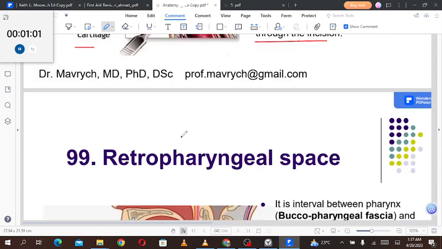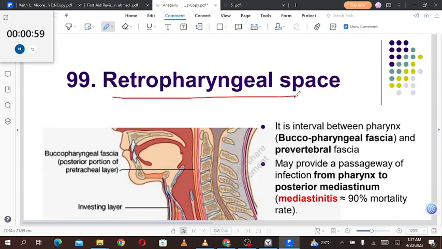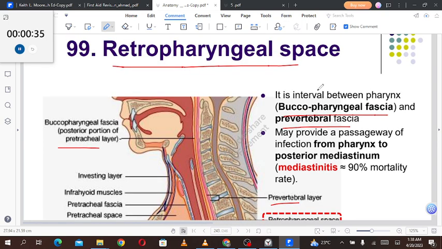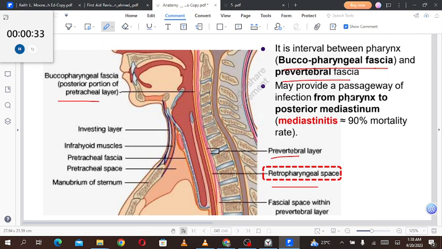Point number 99 is about the retropharyngeal space. This is the retropharyngeal space, present posterior to the pharynx. It is the interval between the buccopharyngeal fascia and the prevertebral fascia. The prevertebral fascia is the pink one, and the buccopharyngeal fascia is the yellow one. Between the yellow and pink structures we have a potential space called the retropharyngeal space. It may provide a passage for infection from the pharynx to the posterior mediastinum, causing mediastinitis, which is fatal 90% of the time.